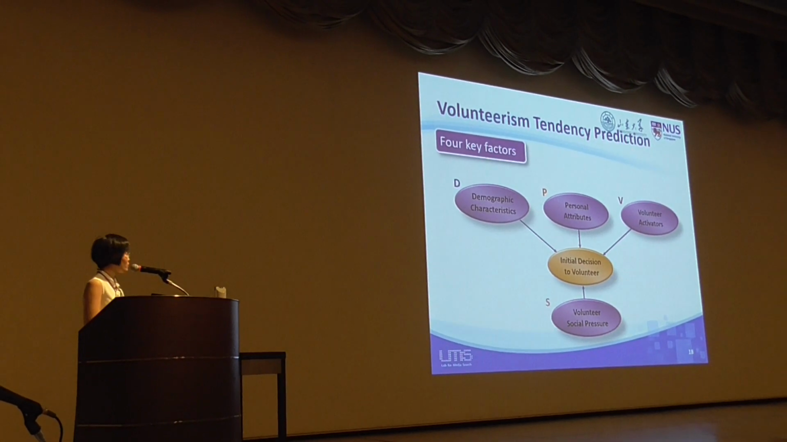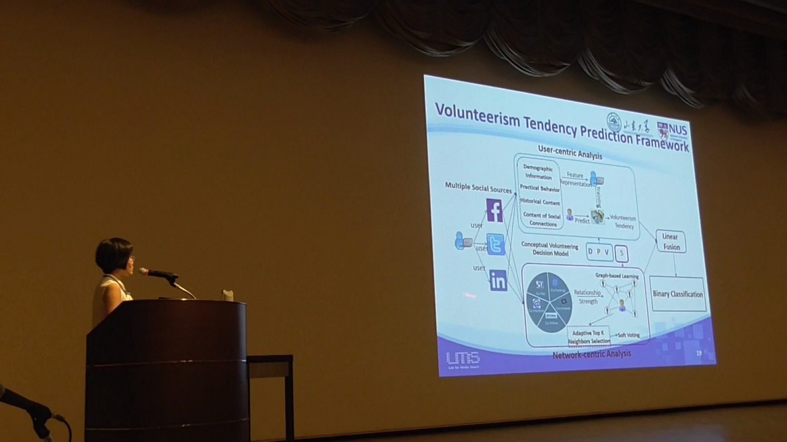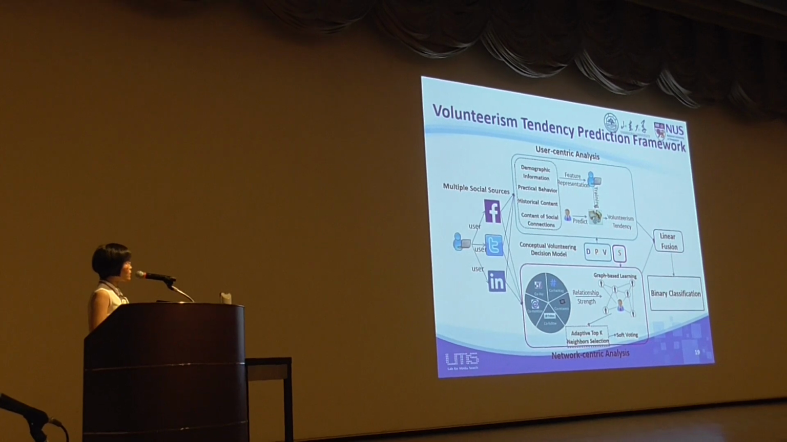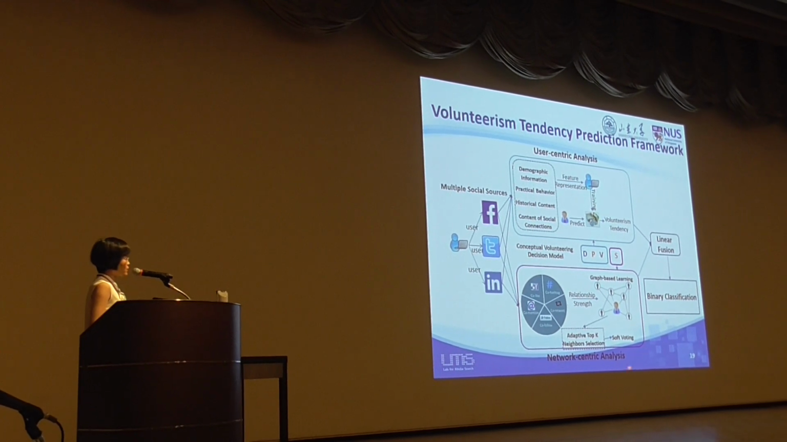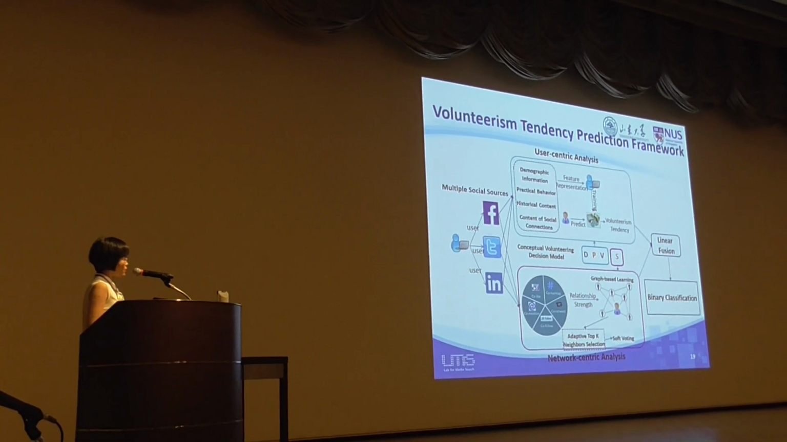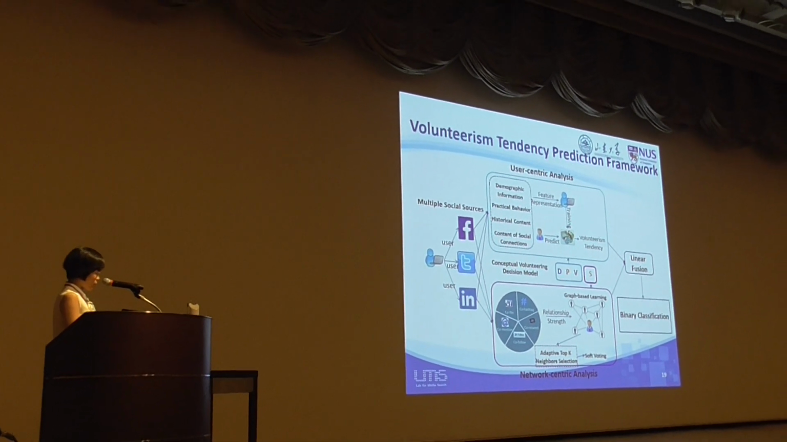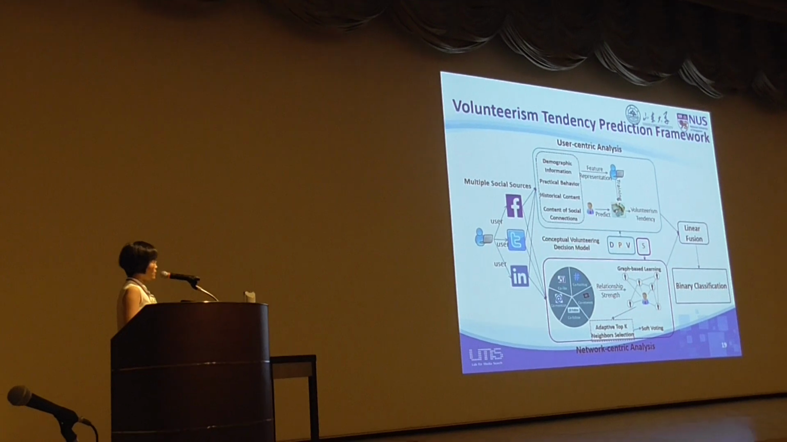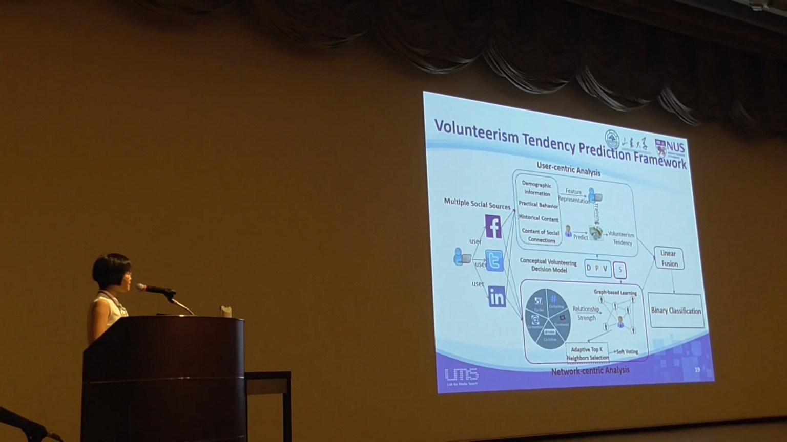Then we propose the following framework. Based on users' contents on multiple social networks, here we use Facebook, Twitter, and LinkedIn. Then we conduct the 2 analyses, the user-centric analysis and the network-centric analysis. Each analysis would model different factors of the model I just mentioned. Finally, these 2 kinds of analysis will be linearly fused to predict one's volunteerism tendency. And the problem is cast as a binary classification.